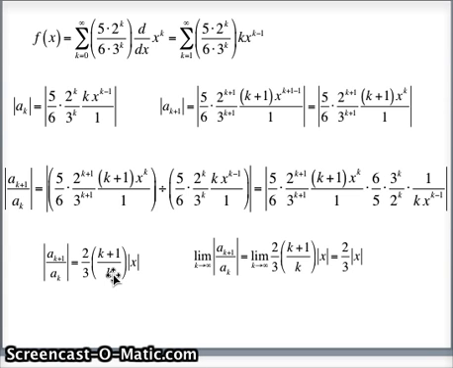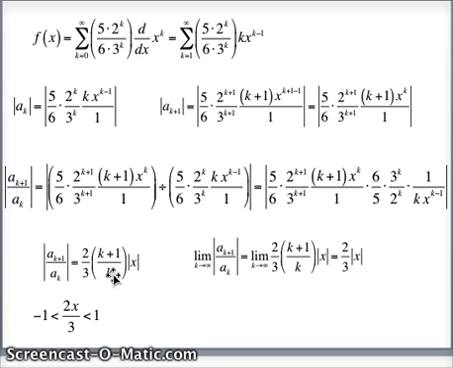So, with the ratio test, it will converge if that limit's absolute value is less than 1. So I will need 2/3 x to be between -1 and +1. If that's the case, multiply by 3/2, so I'm going to get -3/2 is less than x is less than 3/2.